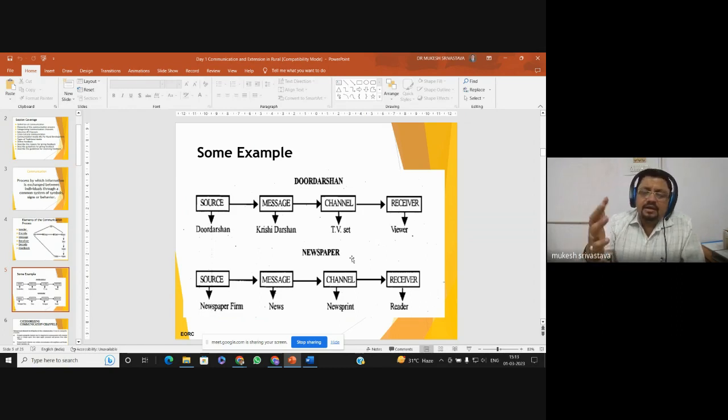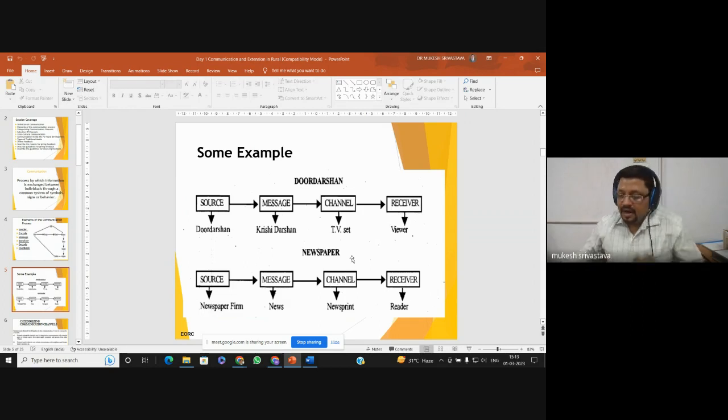Same, if I take the example of a newspaper, what kind of channel do we have here? We have a newspaper firm as the source. Obviously that newspaper firm is the source of that information. They pass on the message. What is the message? That is in the form of news. And then the channel is the newsprint. That means that particular message or news is printed on paper and provided to the receiver. That receiver is basically the reader.